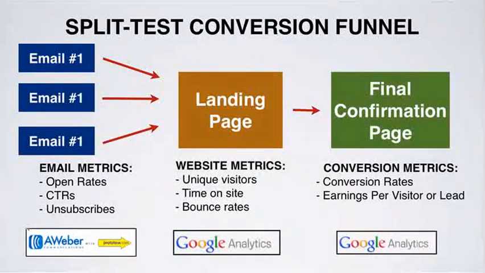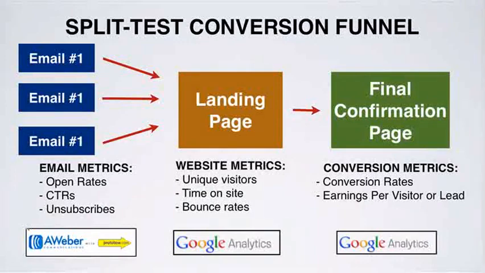You segment the list, you drive them to a landing page, and then track your results on the back end. And you can take this a step further and actually split test the landing page. In a later tutorial, I'm going to show you the Google Website Optimizer tool. This is a way that you can split test a landing page, so you can send segments of your list to one page or another page to see which page converts the best on the back end. All right, so there are a lot of different things you can do with split testing, but this is an example of a funnel that you might use.